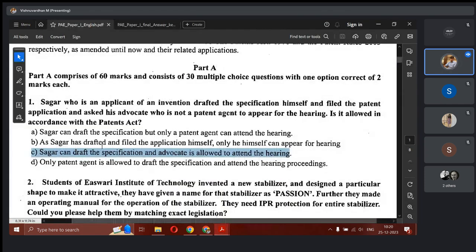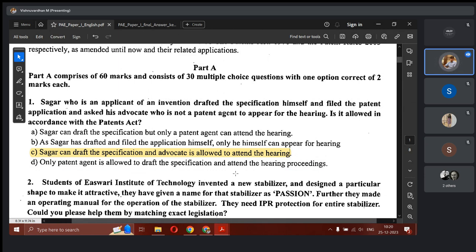Okay. So I don't want to open the section. I think you guys will be able to find it. But basically, it states that any advocate can appear before the controller and any person can file an application. So you'll ask me, what is the point of becoming a patent agent? And that's the whole scam. There is no point to becoming a patent agent.